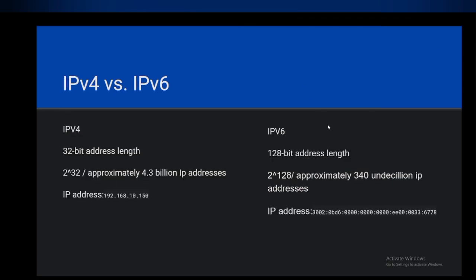And here we can see the differences between IPv4 and IPv6. So IPv4, as we can see, the IP address is 32 bits in length, right? And you can have up to 4.3 billion IP addresses. And here we have an example of an IP address, right? Compared to IPv6, which has a 128-bit address length, and you can have approximately 340 undecillion IP addresses. Here's an example of an IPv6 address. As you can see, in comparison, it is a big difference.